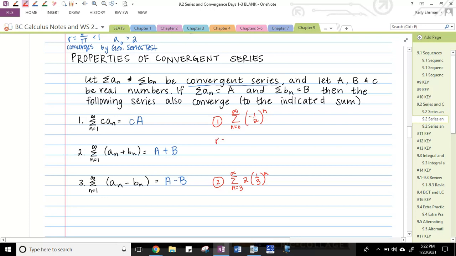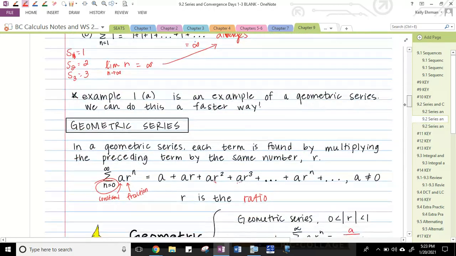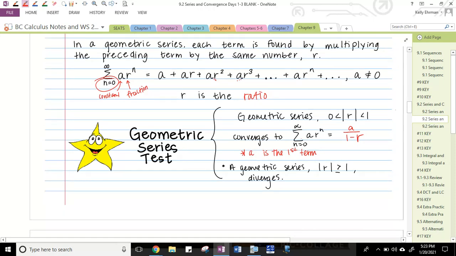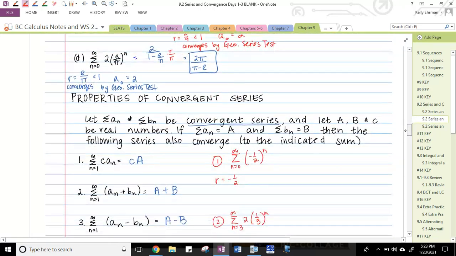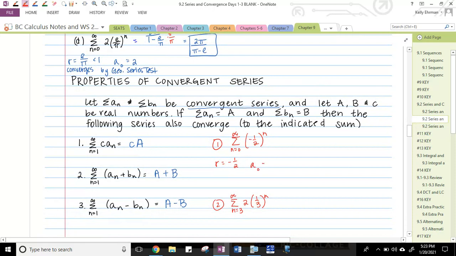So we know that r is negative 1/2. Back here when I said the absolute value of r is between 0 and 1, that's just to tell you that, hey, you have a fraction of 1/2, so it converges. You're not meant to make r positive. I just wanted to point that out. The a sub 0 term would be 1. So this is going to add up to 1 over 1 minus negative 1/2. It's going to add up to 1 over 1 plus 1/2, or 1 over 3/2, which is 2/3. Okay, so r can be negative, and you would plug it in as negative into your formula.